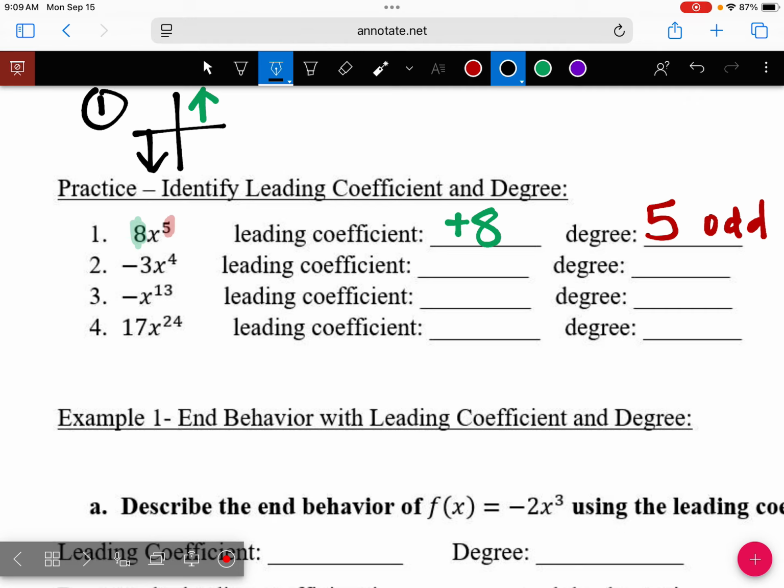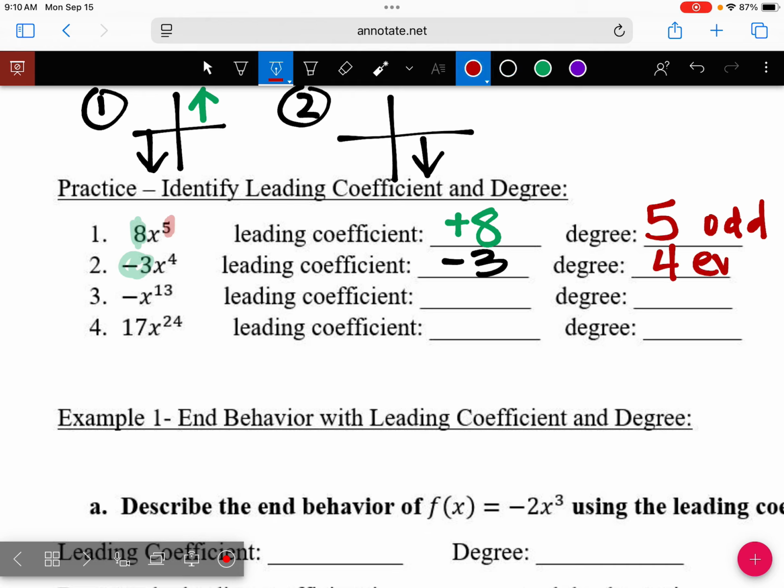Let's look at number 2. Your leading coefficient is -3. So because it's negative, that tells me that it's going to go down on the right. Now my degree is 4. 4 is an even number, which means it's going to do the same thing on the left, which is going to go down. So that would be a down, down.